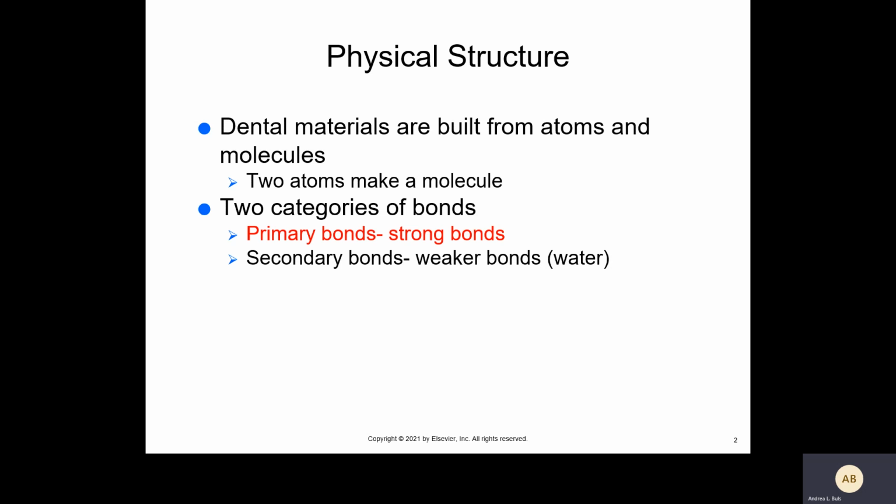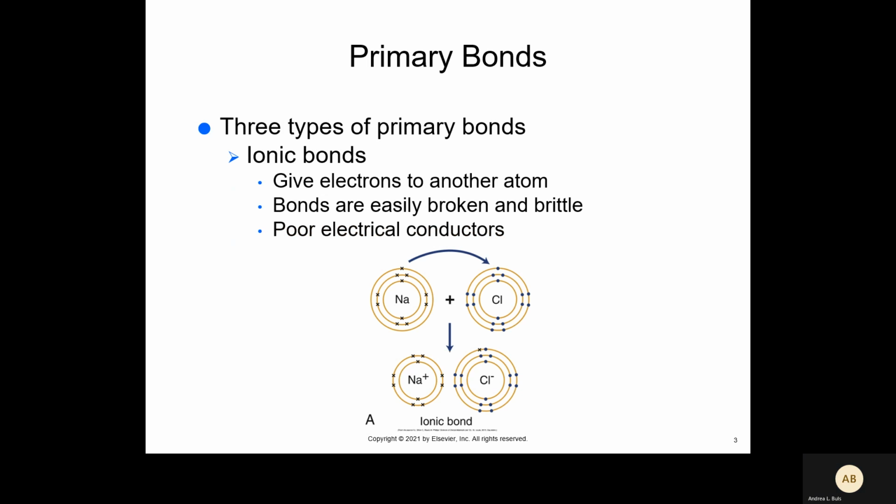As far as physical structure goes, dental materials are built from atoms and molecules. So we know, probably from our physical science back in high school, that two atoms combined together make a molecule. We are going to discuss two categories of bonds. Primary bonds are strong bonds, and secondary bonds are weaker bonds. An example of a secondary bond is a hydrogen bond, or water, those kinds of bonds.